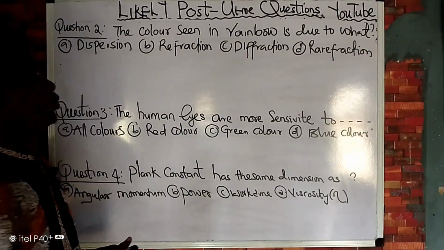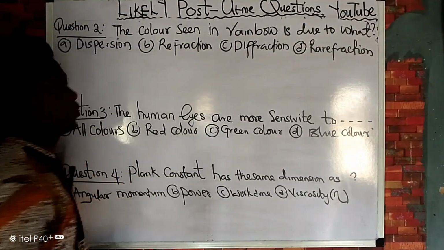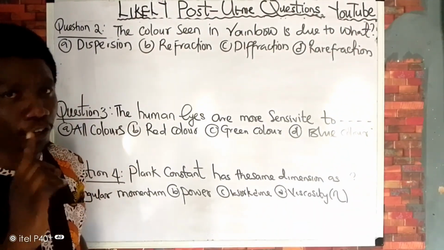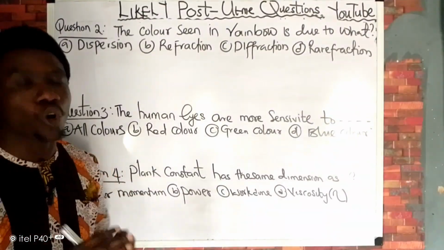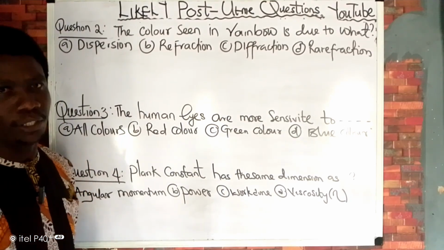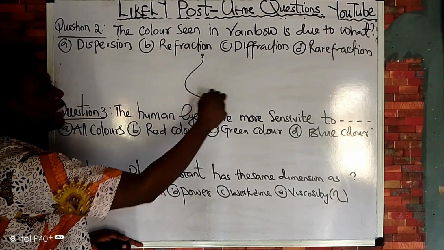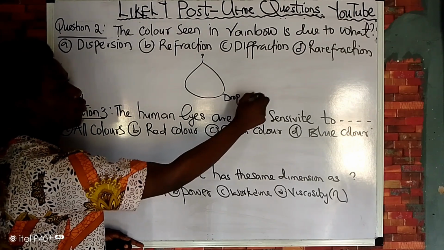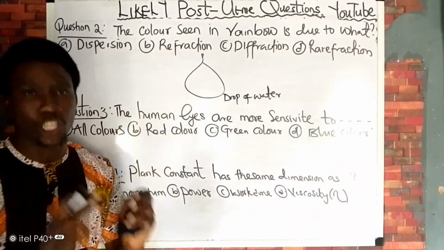According to question number 2, he said the color seen in rainbow is due to what? Rainbow is caused by what? Don't forget that rainbow is due to the dispersion of white light by a prism droplet of water. What do I mean? Let me explain. Remember that water drops are like a prism, like this. This is what we call the drop of water. It must be noted. Now, what shape is this actually? This looks like a prism.